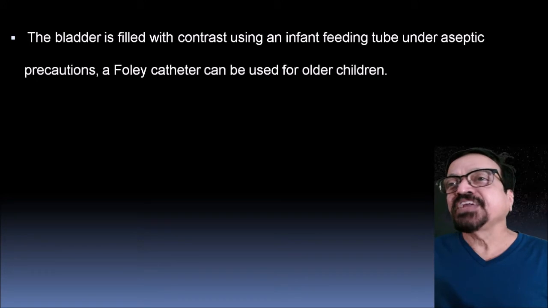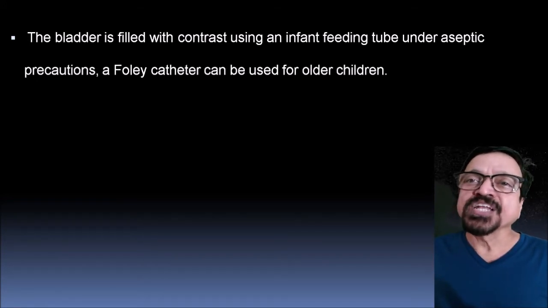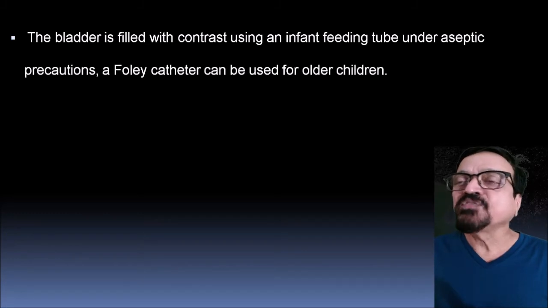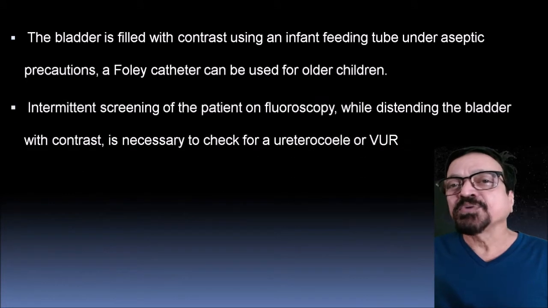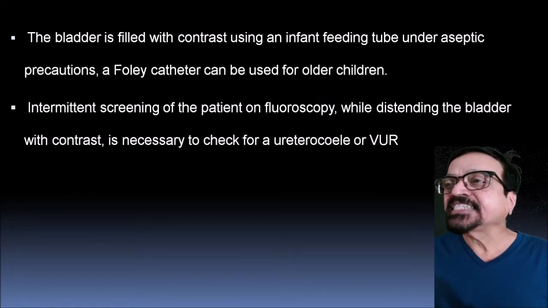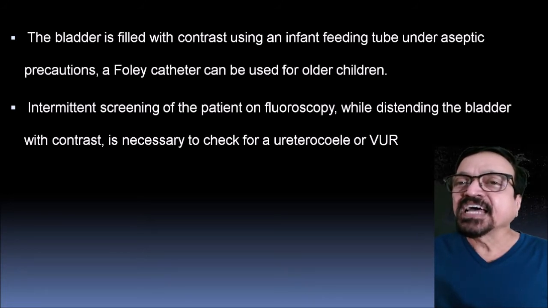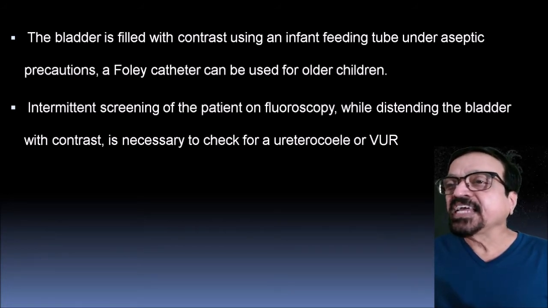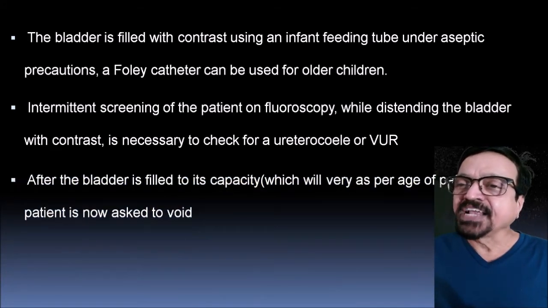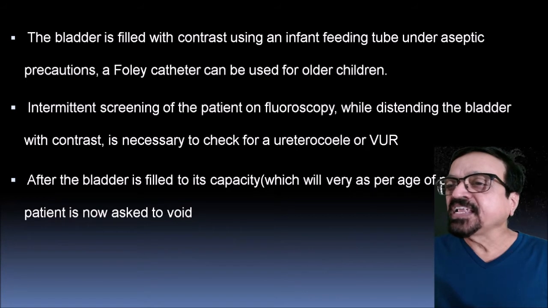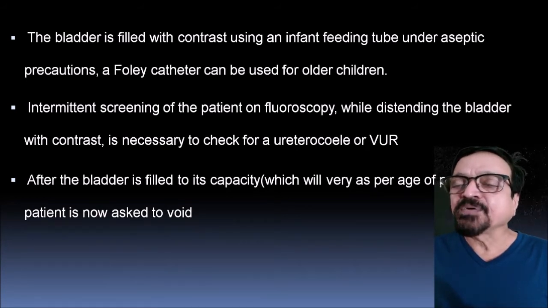Now, how is the procedure done? The bladder is filled with contrast using an infant feeding tube under aseptic precautions. A Foley's catheter can be used for older children, but our routine practice is to use an infant feeding tube. Intermittent screening of the patient on fluoroscopy while distending the bladder with contrast is necessary to check for the ureterovesical junction or VUR. After the bladder is filled, its capacity will vary as per the age of the patient, and the patient is now asked to void.